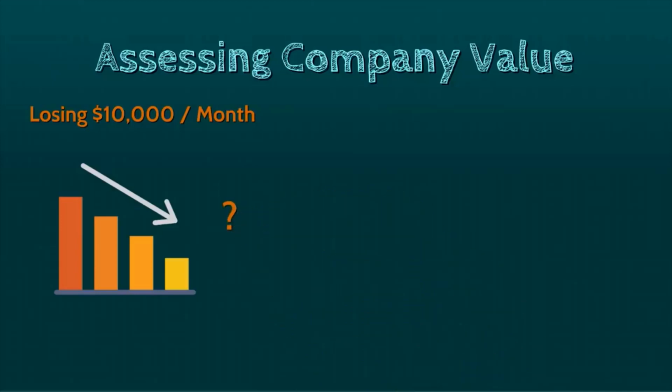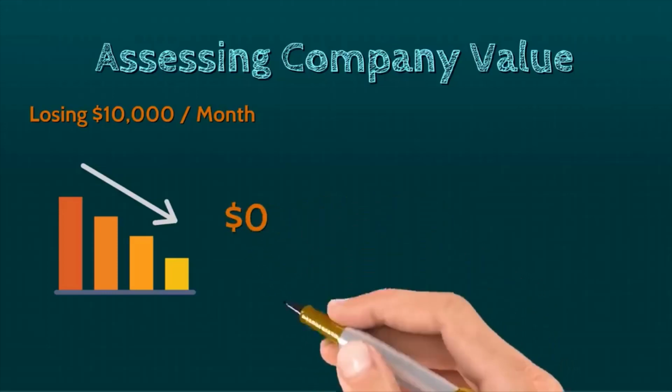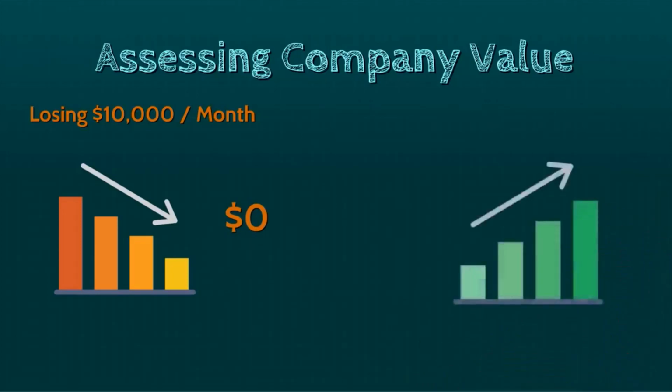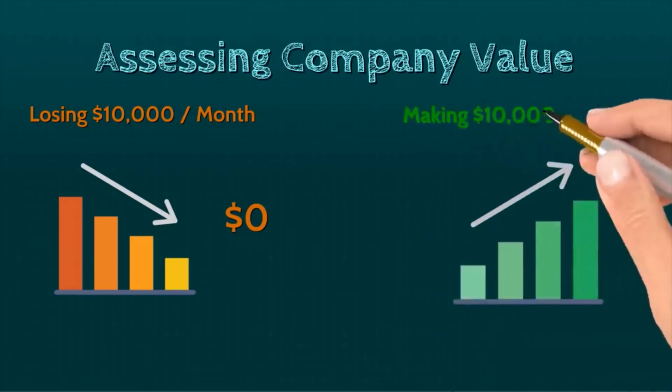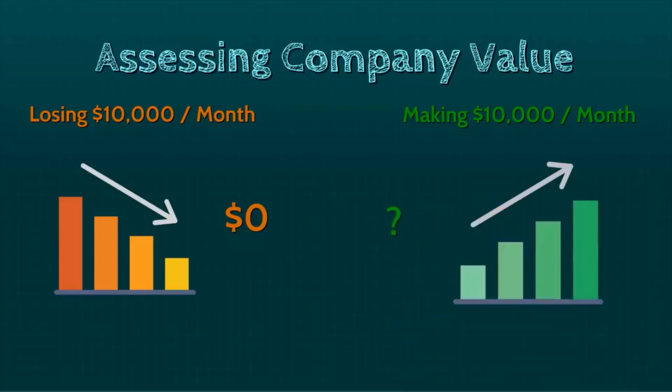The answer to that question is $0, or technically a negative number, since it takes money out of your pocket every single month. On the flip side, if you owned a company and that company made $10,000 a month, what would the value of that company be? This is a much more difficult question, but at least you know that it has to be a positive number since it makes you money every month.